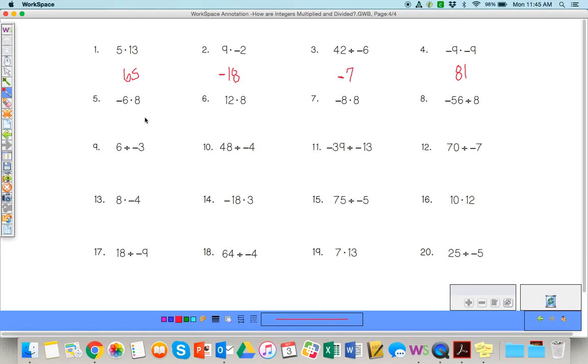Okay, so I would like you to do the rest of these problems. Pause the video and do the rest of these problems. When you're done, unpause the video to check your answers.